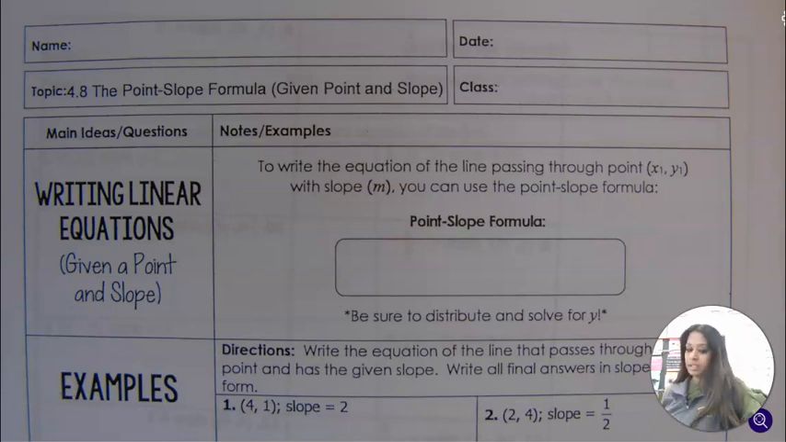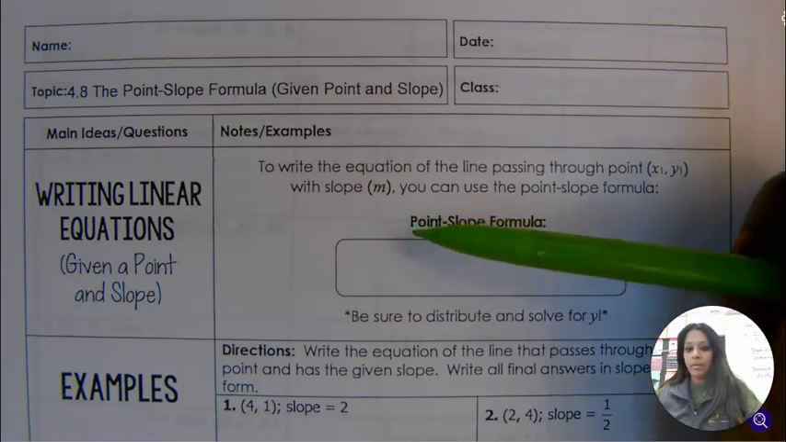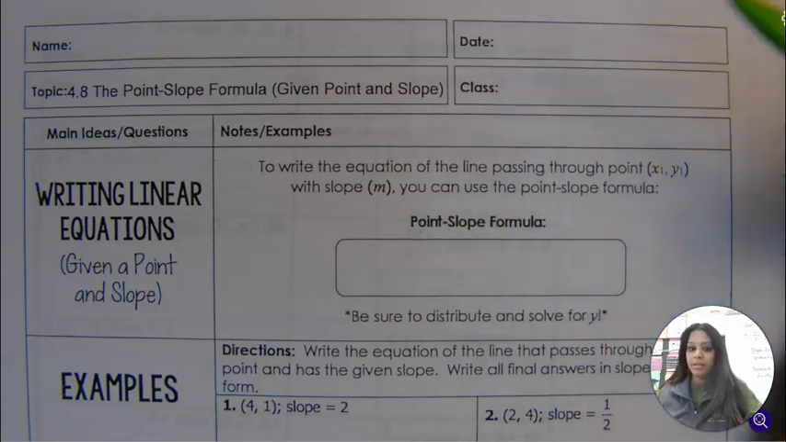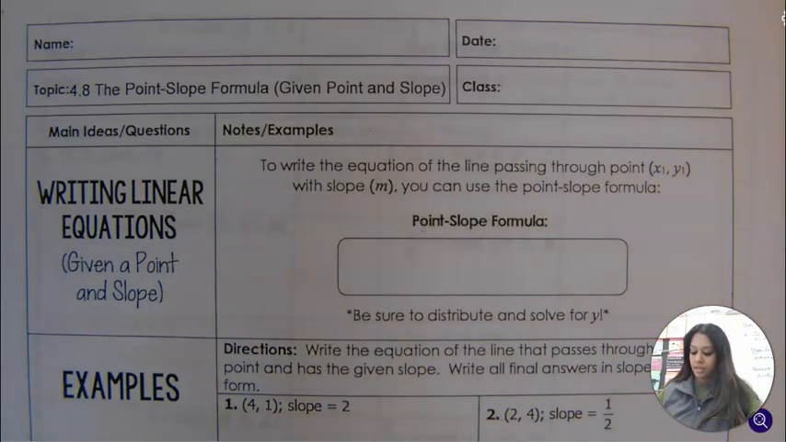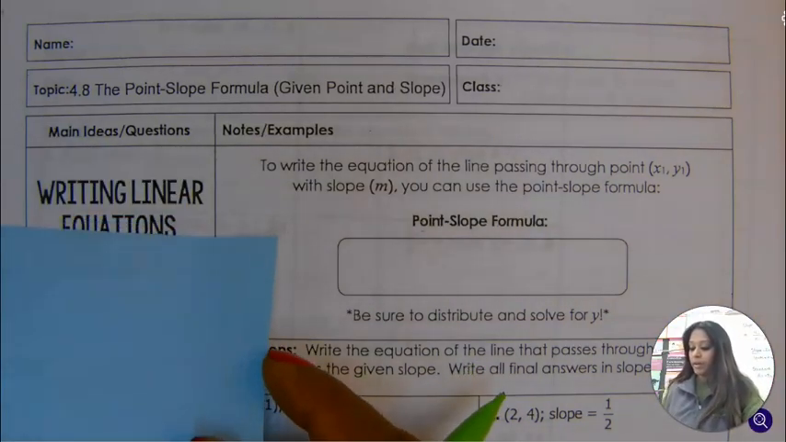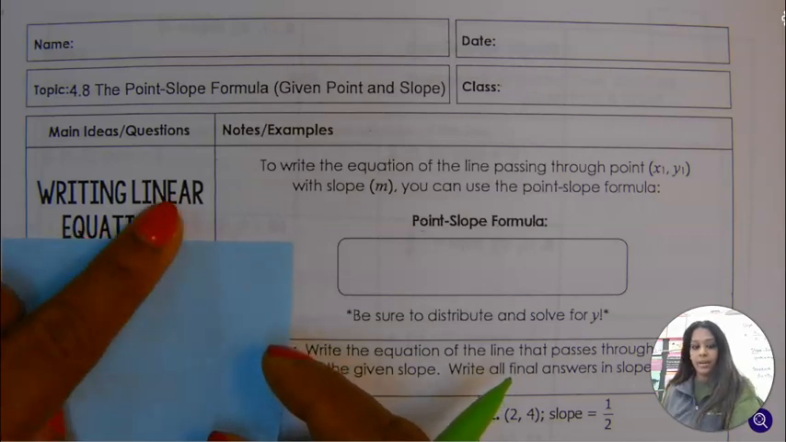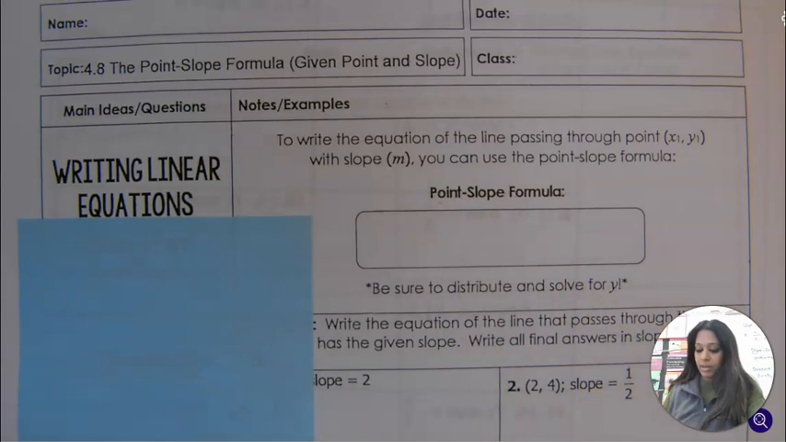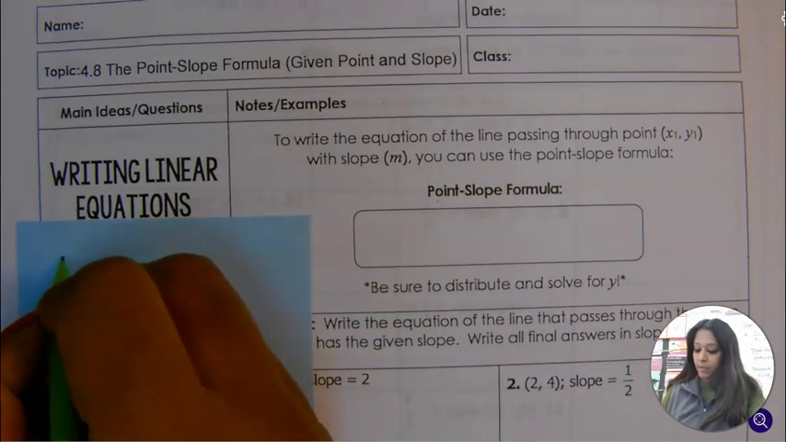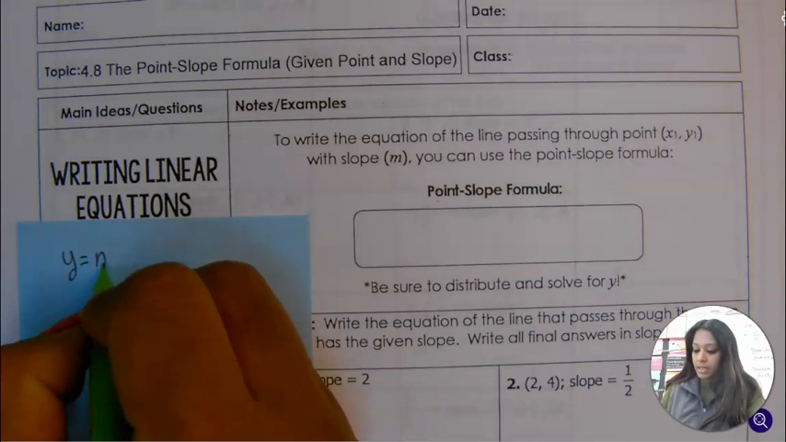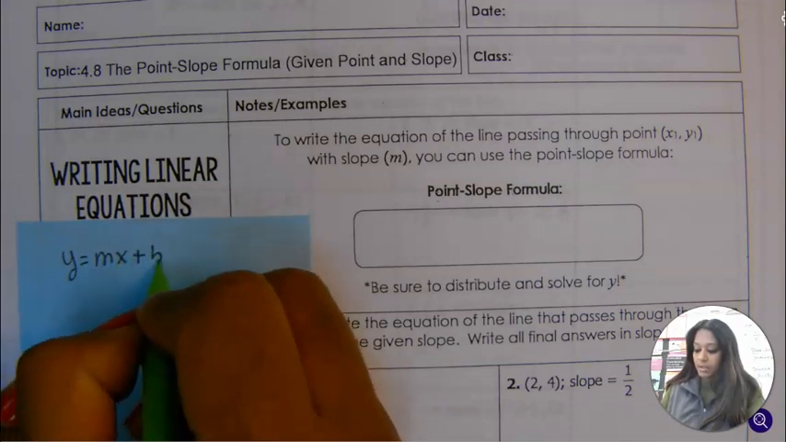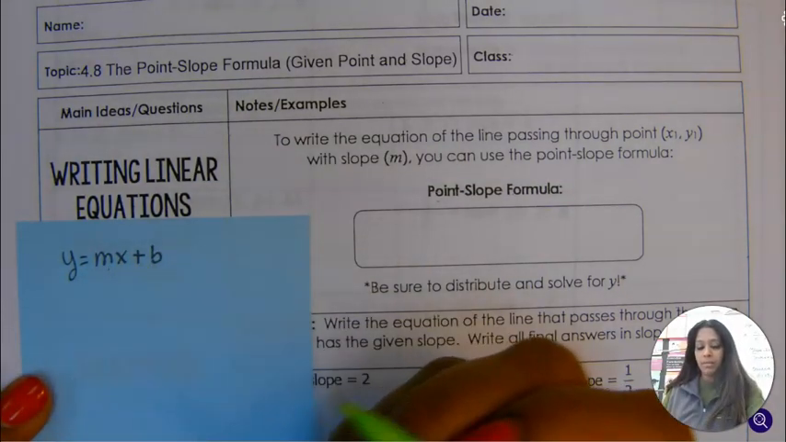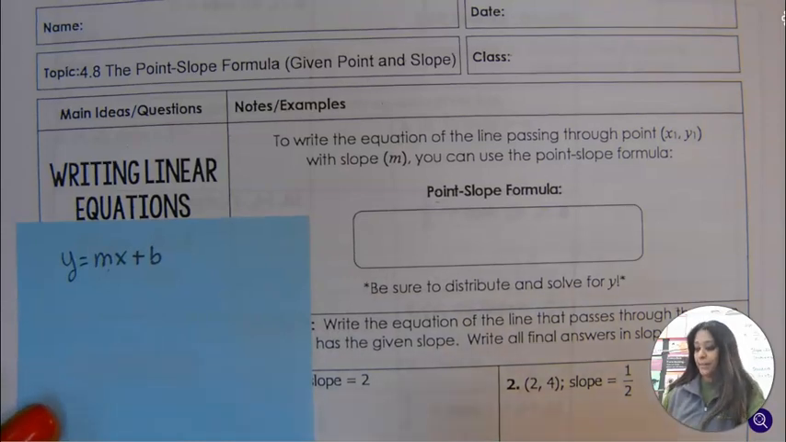Hi everyone. So today I'm going to teach you about the point slope formula. Before we do that, I just wanted to go over some review. When we are writing linear equations, there's two forms that I've taught you. I taught you the slope-intercept form, which is y equals slope times your x plus your y-intercept. M is your slope, b is your y-intercept.